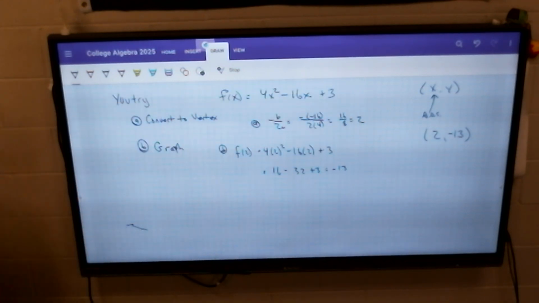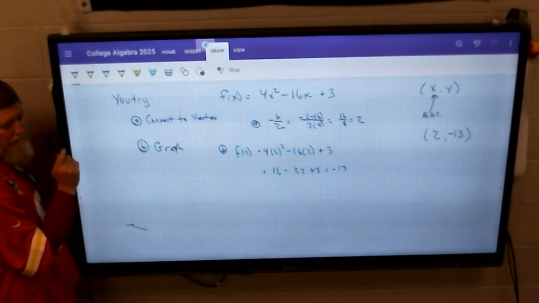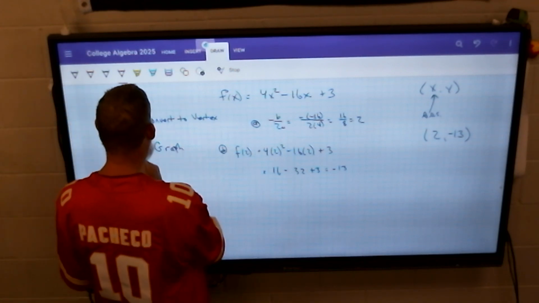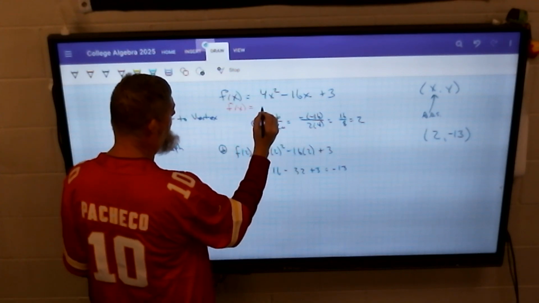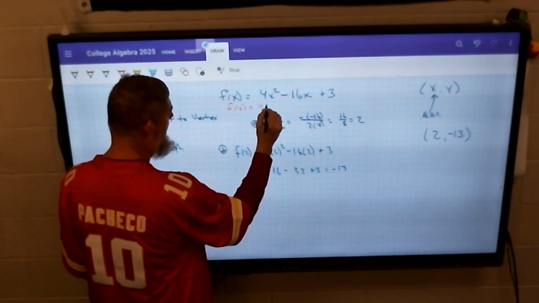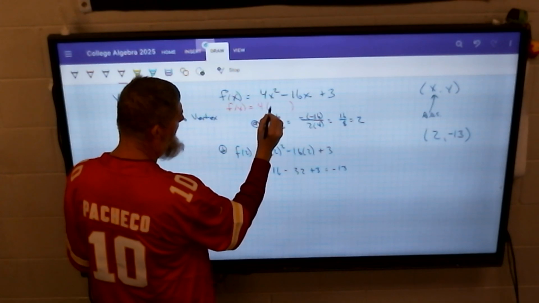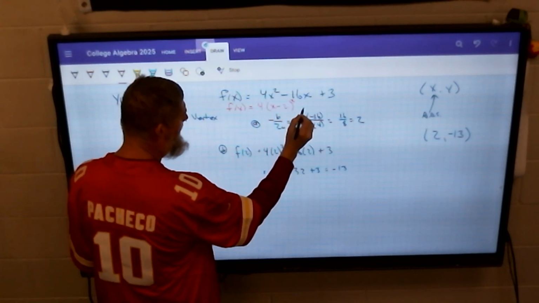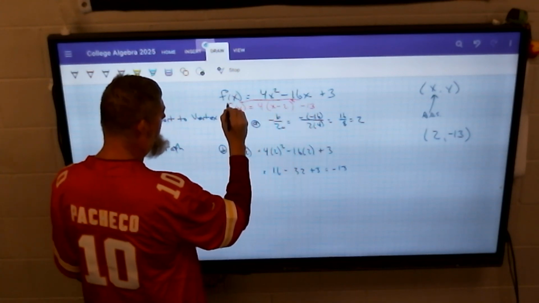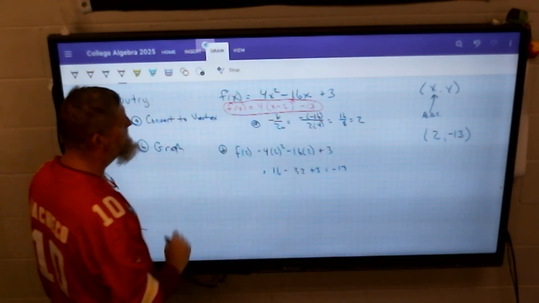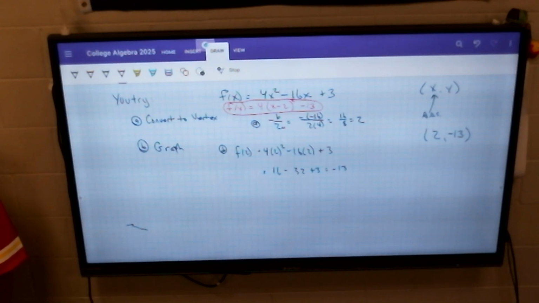Which means when I convert it to vertex form, I'm going to write the equation f of x is going to be equal to, what's a? 4. 4 times the quantity x minus 2 squared, minus 13. There's my vertex form. All right, you good with that? Both of you? 'Cause that's what you got, right?